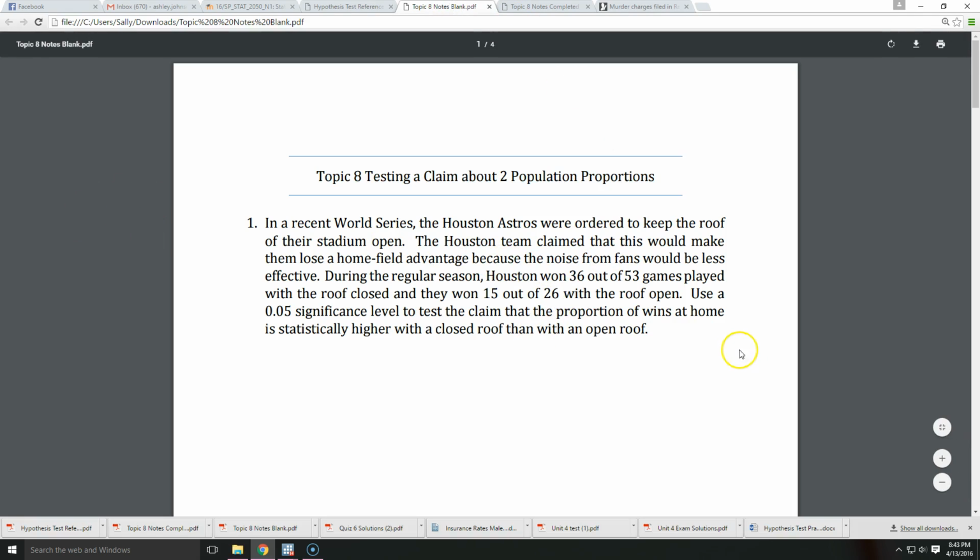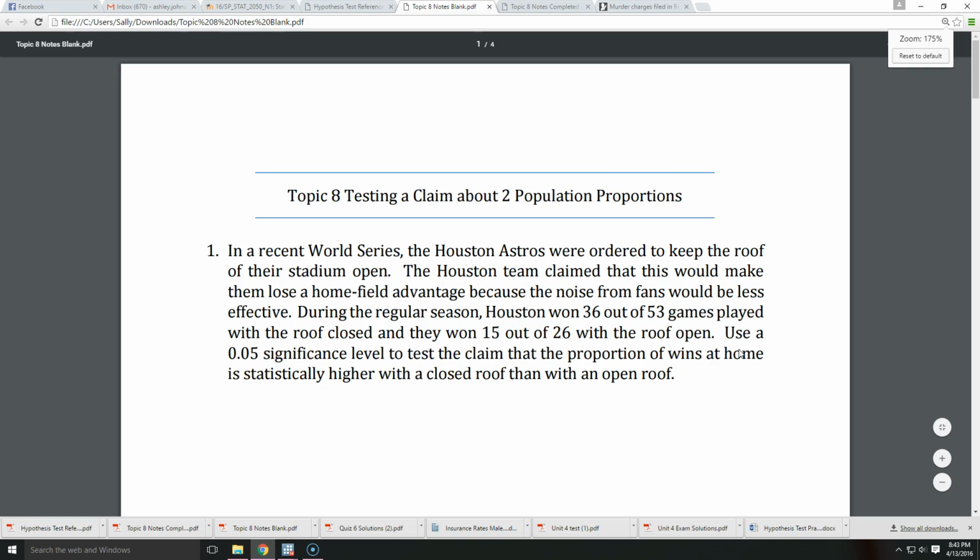This is actually a slightly unusual use of statistics. In a recent World Series, the Houston Astros were ordered to keep the roof of their stadium open. The Houston team claimed that this would make them lose their home team advantage because the noise from fans would be less effective. During the regular season, Houston won 36 out of 53 games with the roof closed and 15 out of 26 with the roof open. Use a .05 significance level to test the claim that the proportion of wins at home is statistically higher with the roof closed than with the roof open.